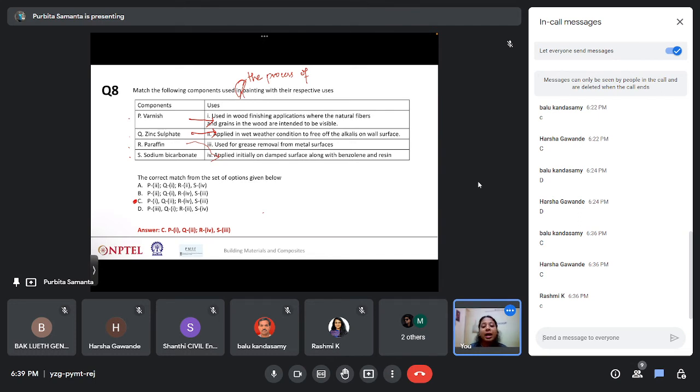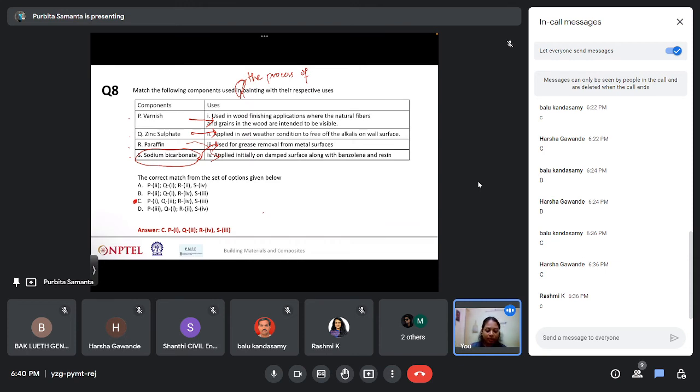Then we use paraffins. Paraffins are applied on fresh, or rather new, cement or concrete walls, on the damp surface, along with benzoline and resin, in a particular ratio that we have to follow. And then there's sodium bicarbonate. Sodium bicarbonate is used to remove any kind of grease from metal surfaces. We also use sodium hydroxide. So it's basically either petroleum or alkaline solutions like sodium bicarbonate or sodium hydroxide. Grease can be removed using other types of compounds as well.